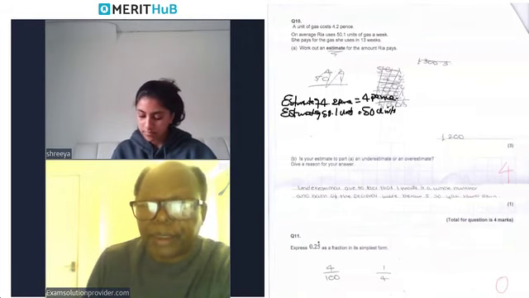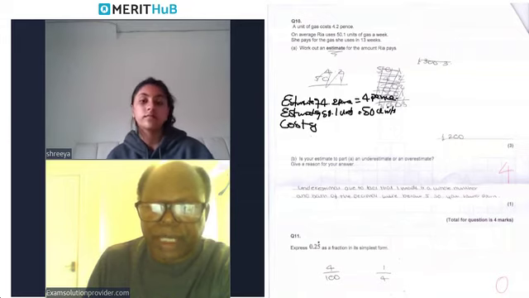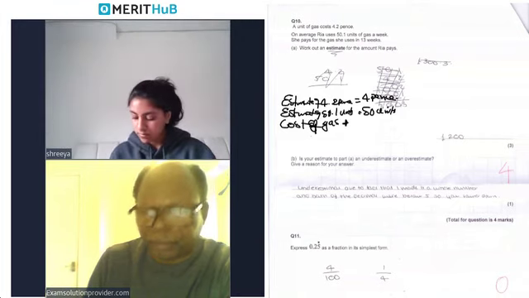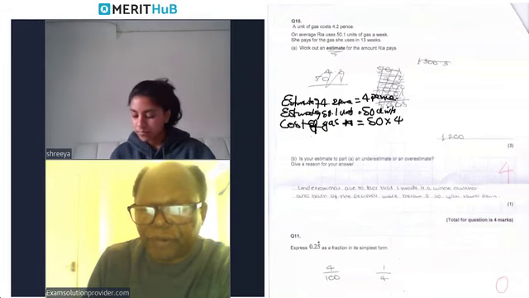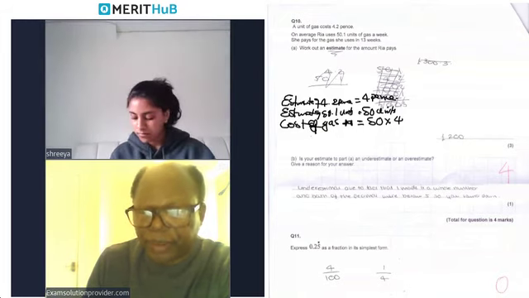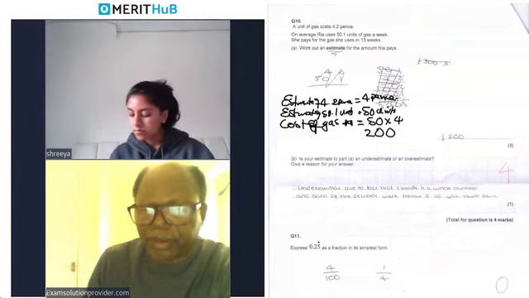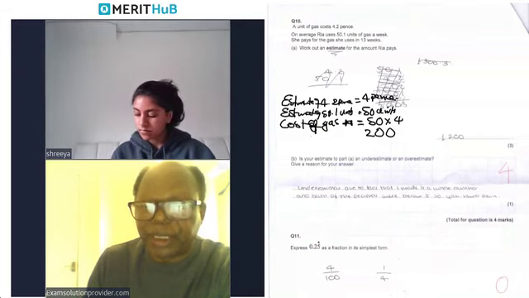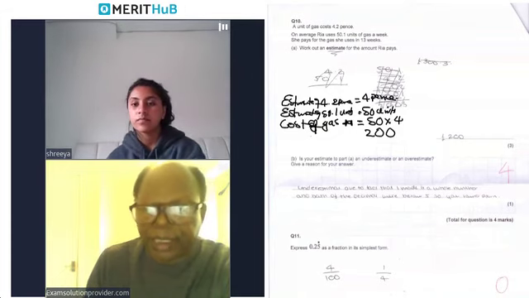Right, so cost of gas per week is going to be 50 multiplied by 4. If you multiply this, it's going to be 200. So that is the cost per week, because that's what she uses per week. And these are 200 pence, so we'll leave it that way.